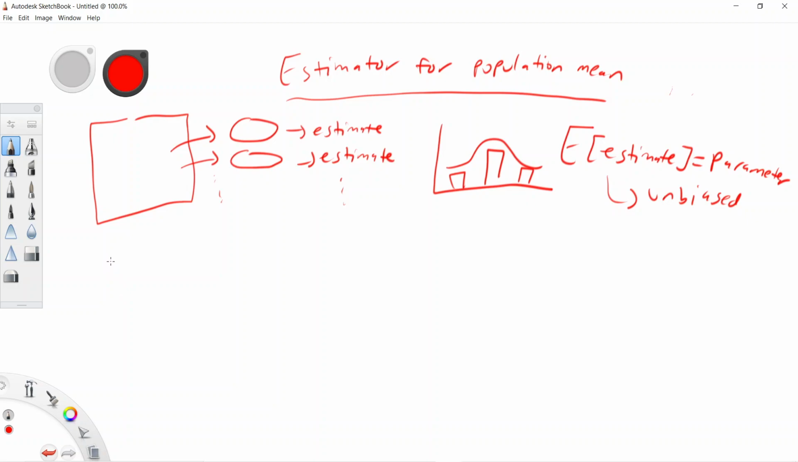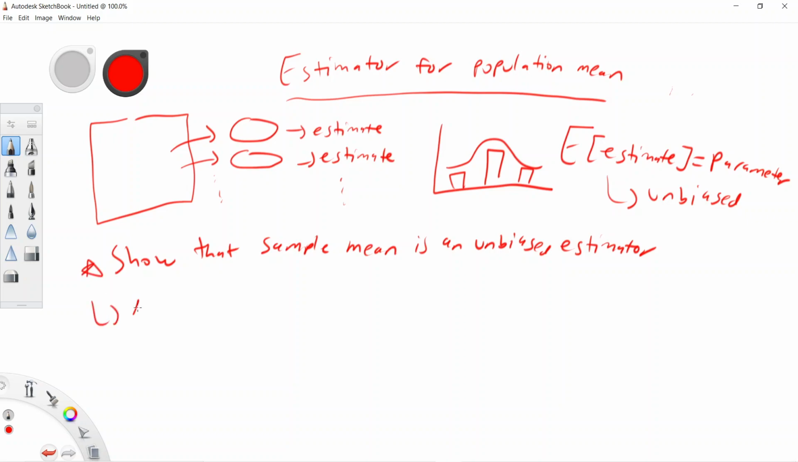Well, we're going to be showing, right? So we're going to show that the sample mean is an unbiased estimator. So a bit of notation here, right? So this is the task right here. So mu is the population mean. X bar is the sample mean.